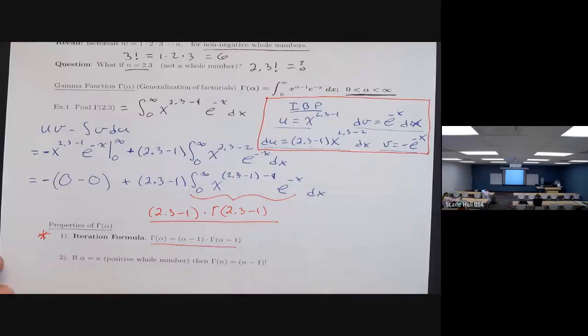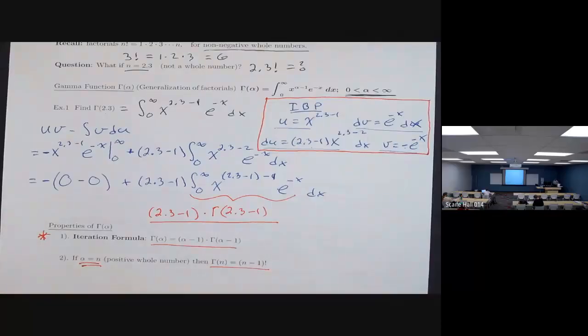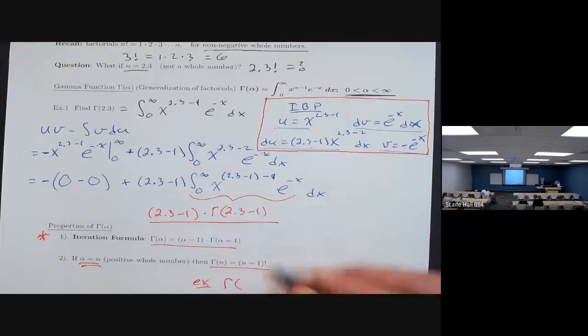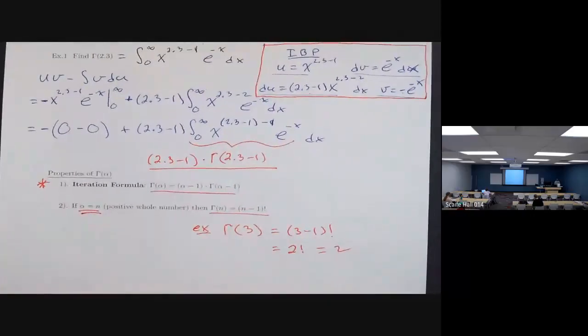Now another thing is, what if you have a positive whole number? What if you have n? I'm not going to derive this one, but gamma of n, if it's a whole number, is just n minus 1 factorial. So gamma of 3, for example, is quite simply 3 minus 1 factorial, or 2 factorial, which is 2.